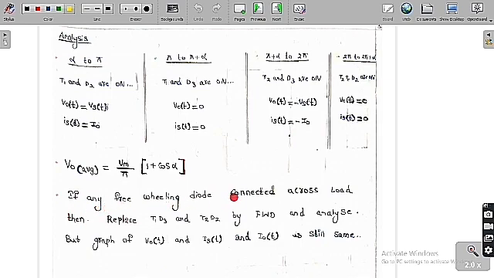If any freewheeling diode is connected across the load, then replace T1 D3 and T2 D2 by the freewheeling diode and analyze, but the graphs of V naught of t and IS of t, I naught of t are still the same. In that range the freewheeling diode is going to conduct but not T1 D3 and T2 D2, because the freewheeling diode has a lower resistance path compared to these, so the freewheeling diode conducts rather than these.